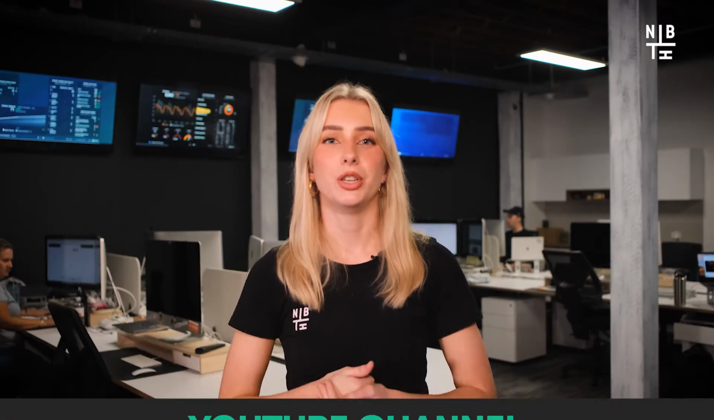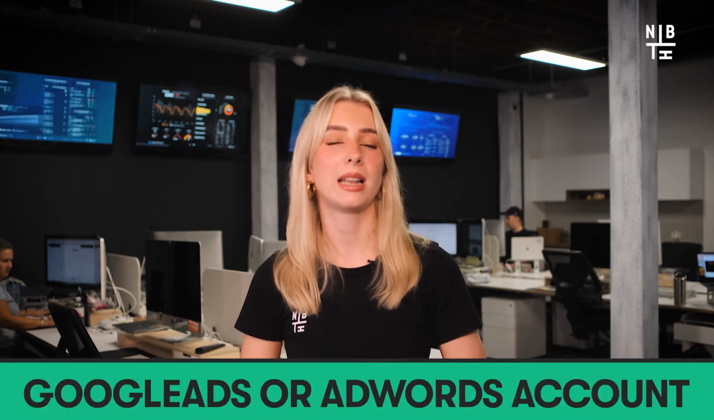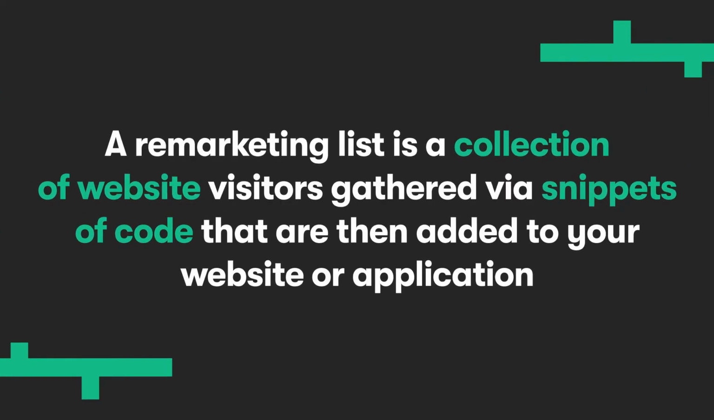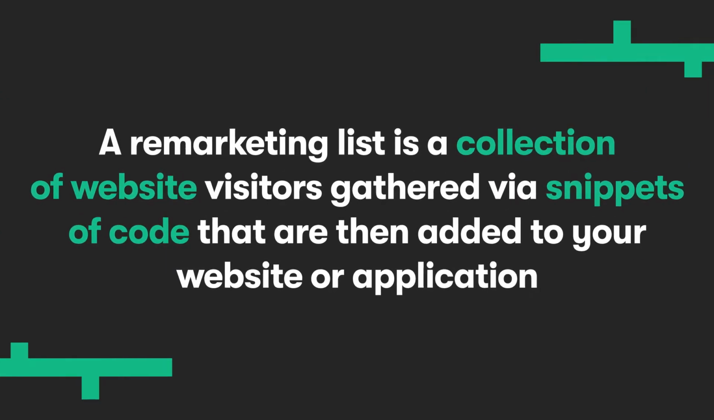Once you've got a business YouTube channel up and running and have a Google Ads or AdWords account, you'll be ready to create what's known as a remarketing list. A remarketing list is simply a collection of website visitors gathered via snippets of code that are then added to your website or application. It's like a seriously ramped up business equivalent of stalking your ex on Facebook. The list is created by linking your YouTube channel with Google Ads or your AdWords account.